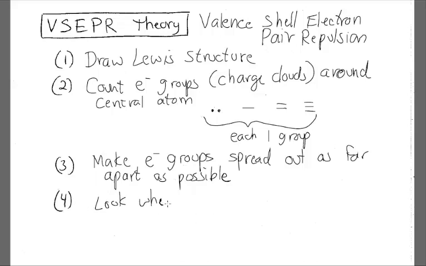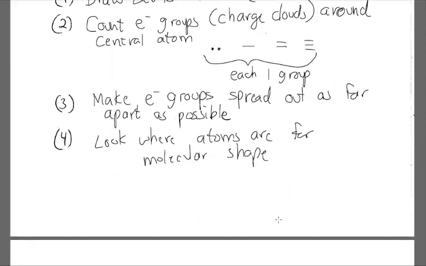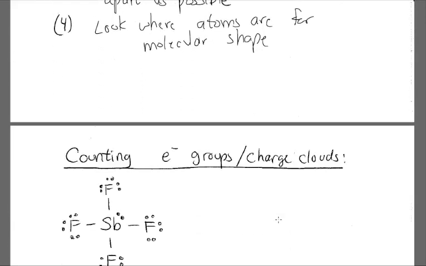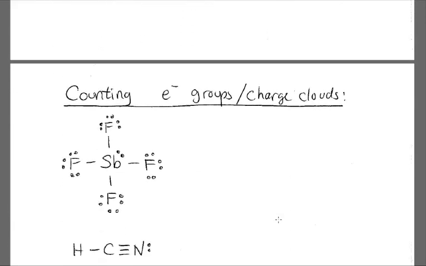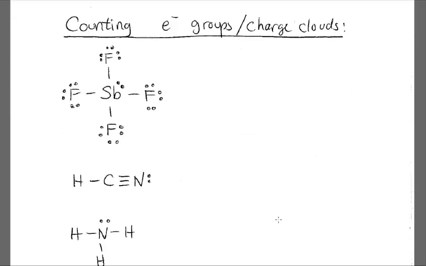Look where atoms are for molecular shape. Okay, let's do some examples of this. First, we're going to do step 2, which was counting electron groups. You already know how to do Lewis structures, so that's step 1.